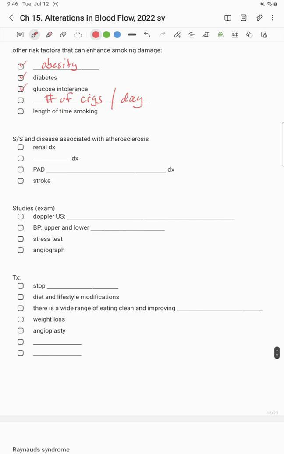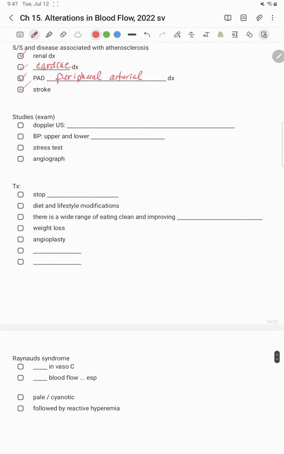Okay, signs and symptoms and disease associated with atherosclerosis. You can get renal disease, cardiac disease, PAD or peripheral arterial disease, and stroke.